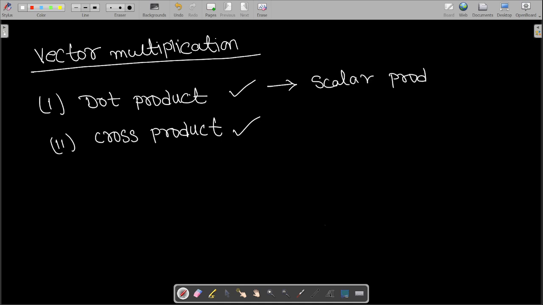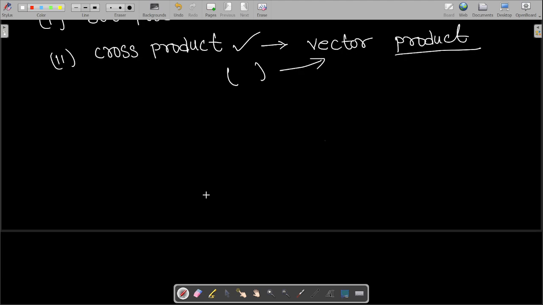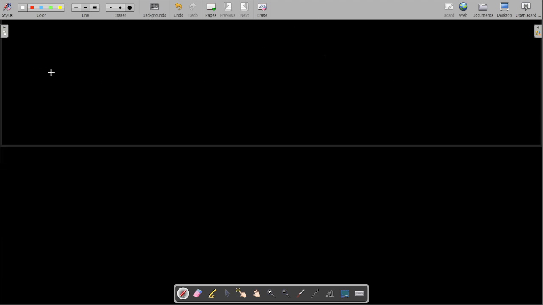Scalar product. Why? Because after multiplication with the help of the dot product we will get a scalar. And the cross product is also called the vector product. It means after multiplying two vectors we will get a vector. Now see how to do these two types of product. First of all we will see the dot product.